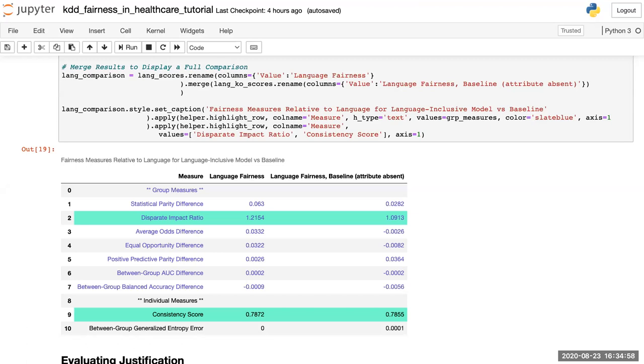And again, many of the measures for this model are fair relative to the language attribute. However, interestingly, the disparate impact ratio for the language inclusive model is quite high. It's above the aforementioned threshold of 1.2 and thus is evidence of potential disparate impact. The same measure, as we can see for the baseline model, is significantly lower, such that we can consider it fair relative to the language attribute, at least according to these group measures. So since the other measures are fairly similar, we'll want to do some investigation to determine where this effect is coming from. It could be an effect of randomness, it could be the sample that we chose, or it could be something inherent in the data.